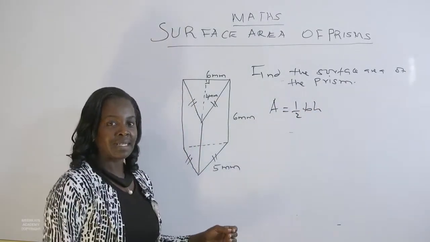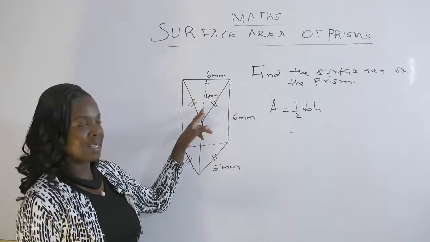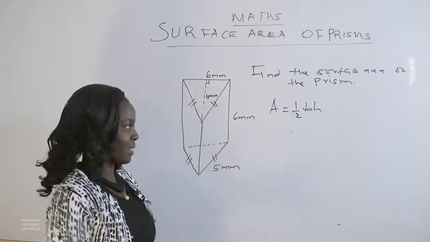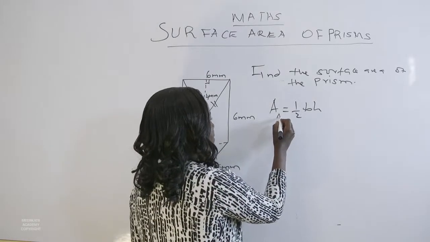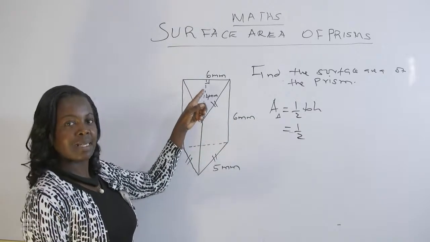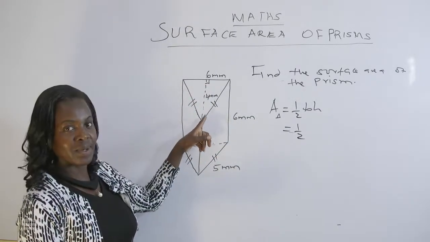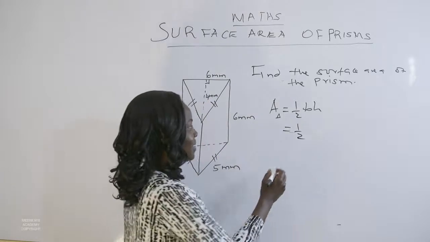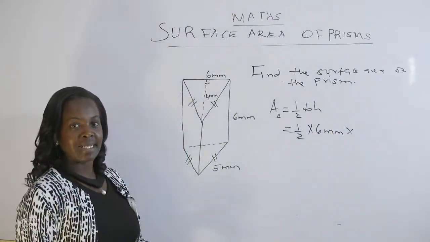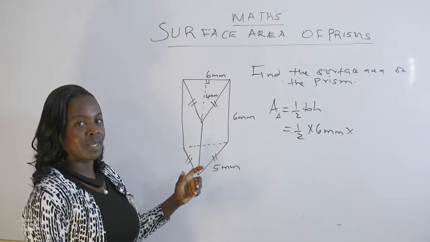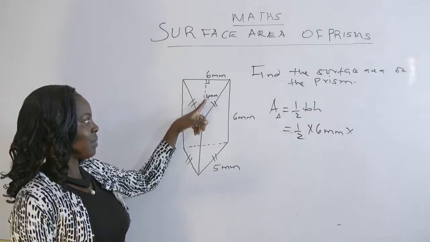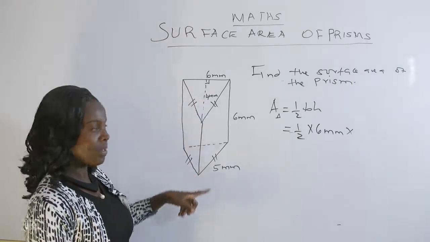We know that to calculate the area of the triangle, we use the formula, a half base times the height. So what is the base length of this triangle? You see that it is 6 millimeters. And what is the height? We said the height is normally perpendicular to the base. So it should be perpendicular to the base. That means when we look at it, it is 4.